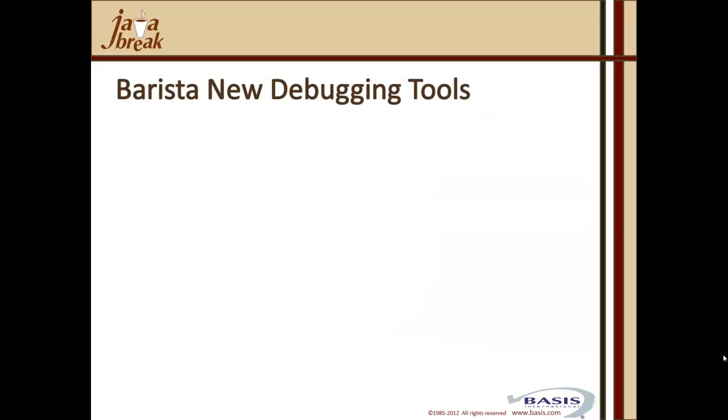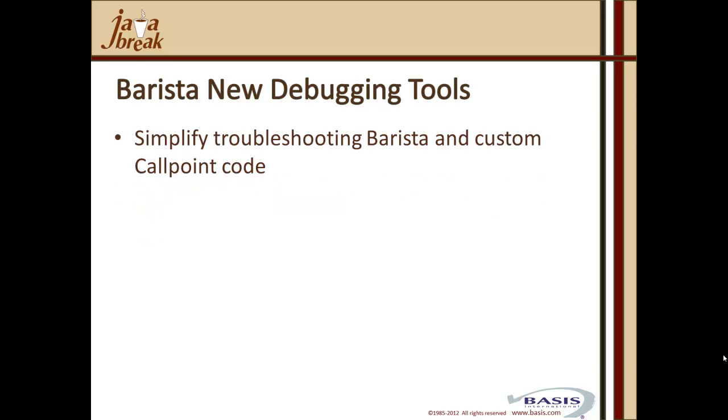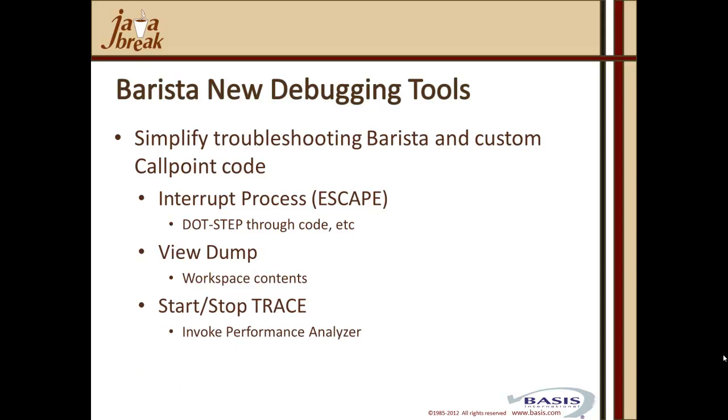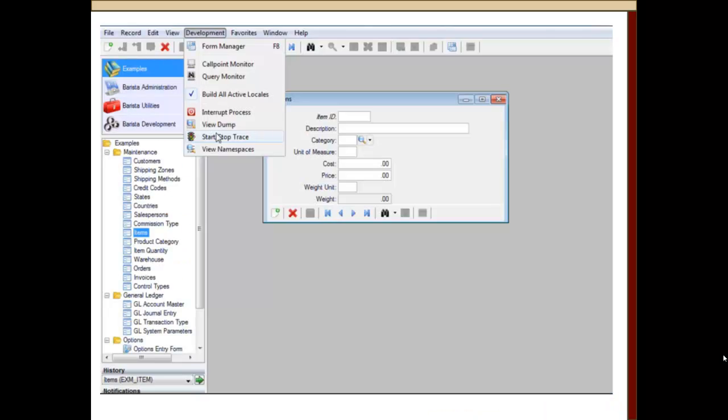Thanks, Brian. The last item on our agenda today is the new Barista Debugging Tool Set. We've created these to simplify the troubleshooting of your Barista and custom call point code. We've given you the ability to interrupt the process, the old-fashioned escape, that allows you then to step through your code. We also give you the ability to view the dump, giving you the contents of the workspace, and also to start and stop a trace file and invoke the performance analyzer to immediately see where you may have some inefficient code. And lastly, we give you the option to view the namespaces and the contents of the namespace variables. Let me hand over to Ralph Lance to take you through a demonstration of this new functionality.